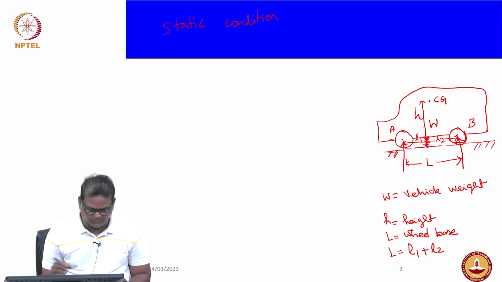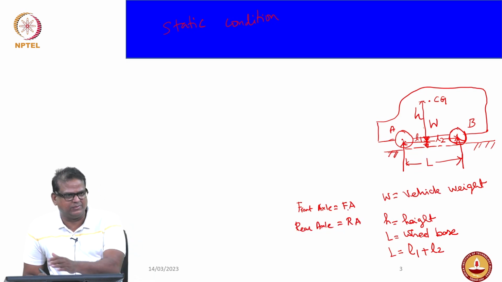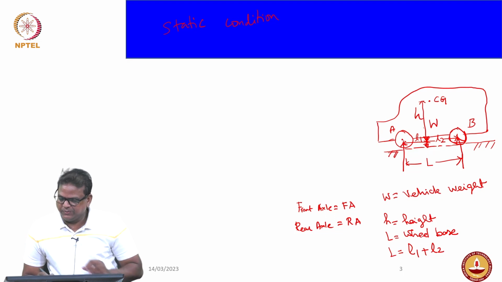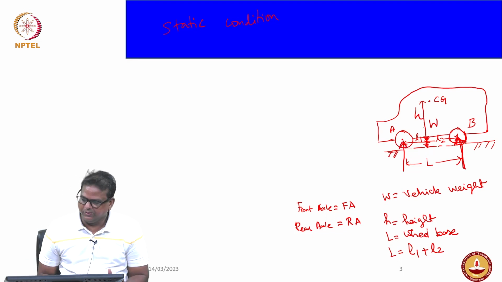Normally I will take the front axle, I will refer to it as FA. Then the rear axle I refer to as RA. These are the terms we are going to use in this entire dynamic analysis. Now, the reaction force, we would like to see what the reaction force is when the vehicle is in the static condition.